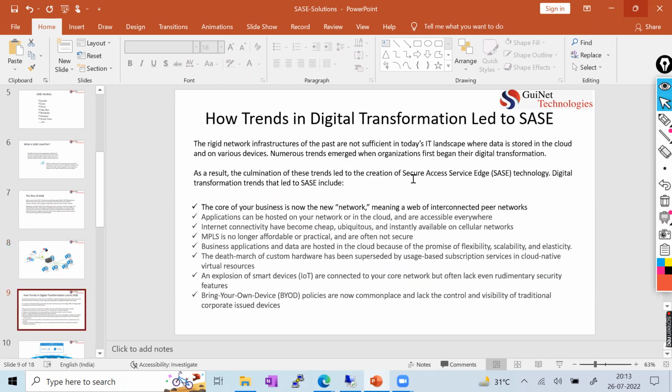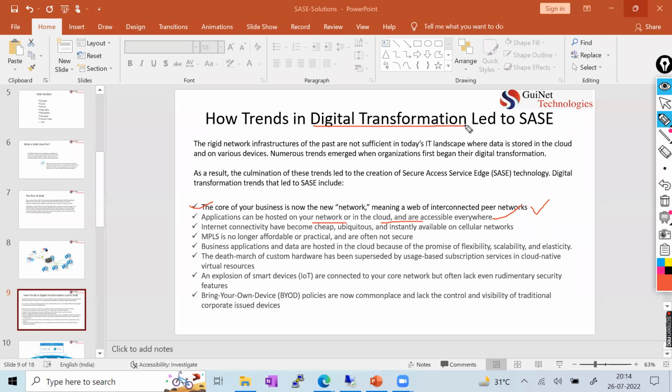Okay, I was talking about digital transformation, where different companies are moving to different platforms. They have different features. You can see what I just talked about: the core of the business is now the network, meaning a wave of interconnected peer networks. That is the same thing, network as a service, what I talked about, right? Applications can be hosted on your network, like in your data center or on cloud, and are accessible everywhere. So these are the digital transformation things.